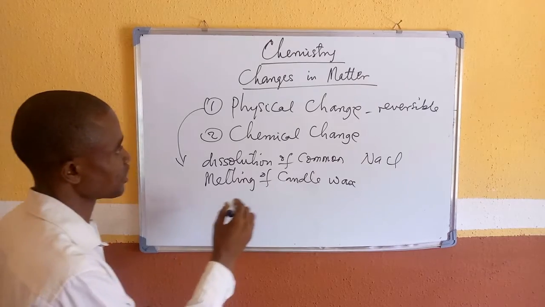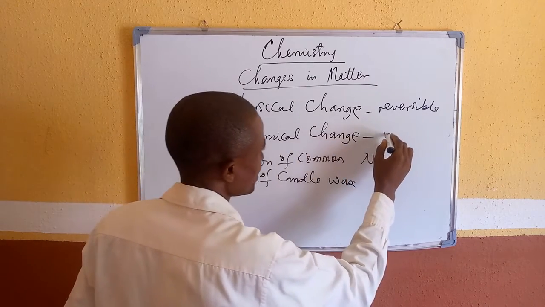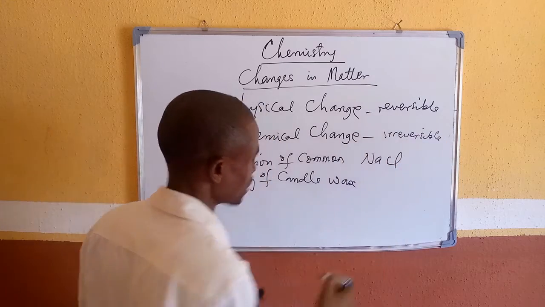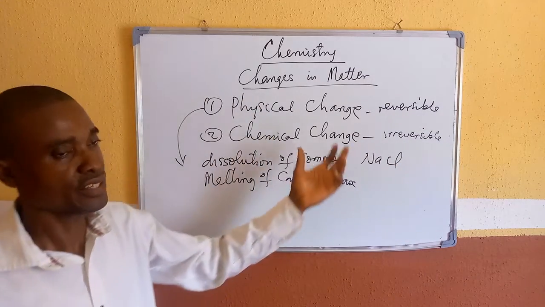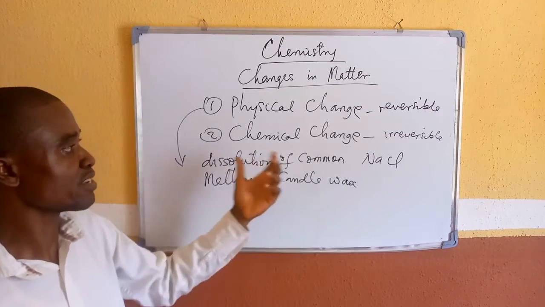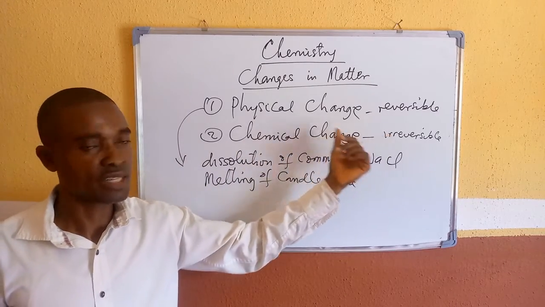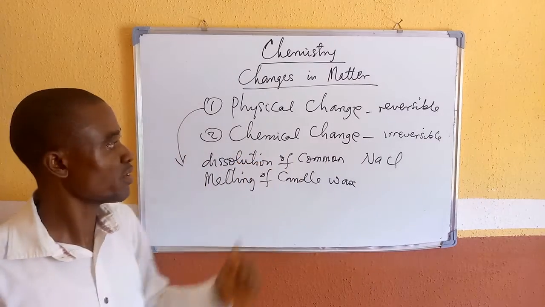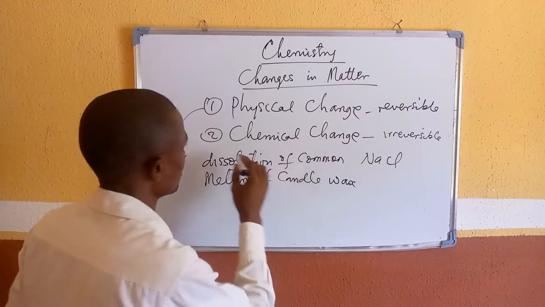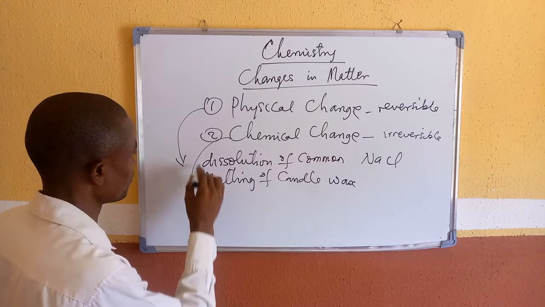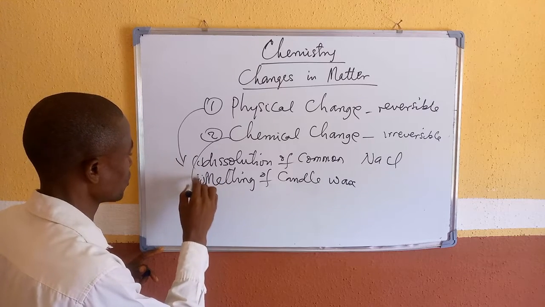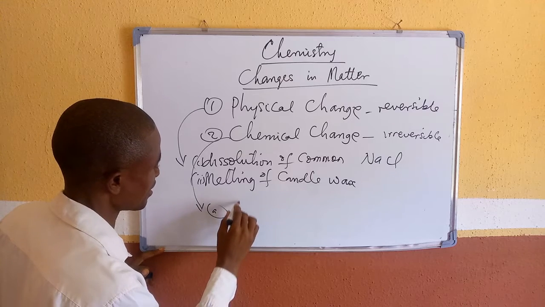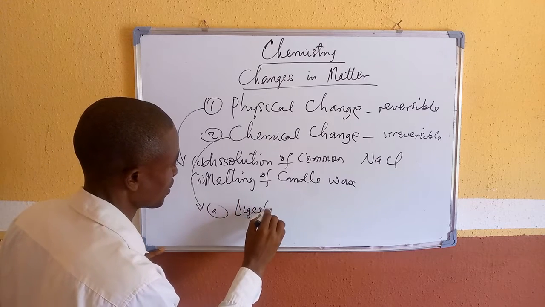Now, what do you mean by chemical change? Chemical change is what? Irreversible change. This is a change that you cannot get back the material. Even if you get back, it's going to be through a rigorous process. Now, in chemical change, irreversible, we have examples of chemical change. I have this one, I have this two, and then under this I have the example, digestion of food.